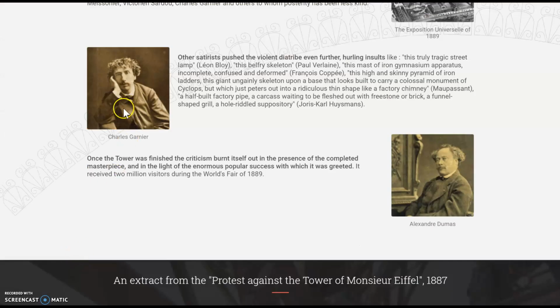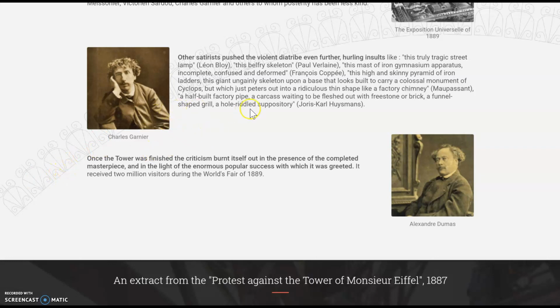Charles Garnier, who designed the beautiful Opera House, is one of the people who is really vehement about protesting against the building of the Eiffel Tower. Now, the Opera House, the Paris Opera House, is described as a wedding cake of historicism. It has every possible decoration. It's extraordinarily beautiful, but it's a historicist building. And so it's not a surprise that he would reject something which is so modern looking as this, that looks like engineering.